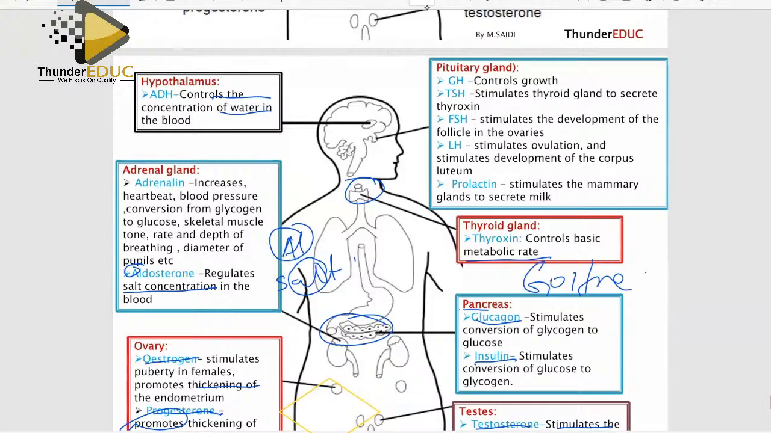Okay, they're saying that then the hypophysis or pituitary gland has growth hormone. We know that it controls growth. Thyroid stimulating hormone, the same story. This hormone stimulates the thyroid gland to produce thyroxine. Follicle stimulating hormone, the same story. A hormone that stimulates the Graafian follicle to develop. And then luteinizing hormone triggers ovulation and also stimulates the development of corpus luteum.